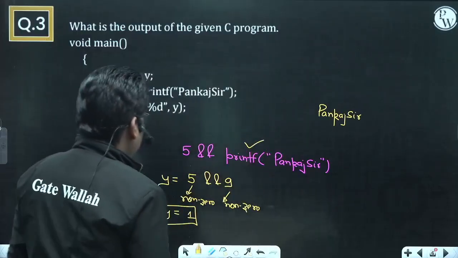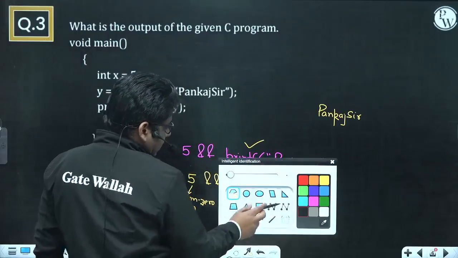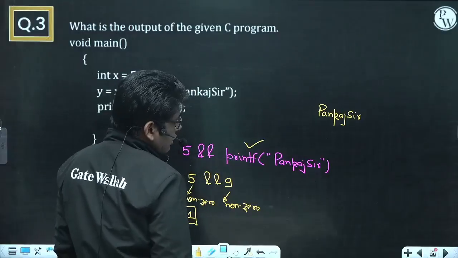Okay, sir. Sir, what is the purpose of this \n? See, these all are called sequence points.